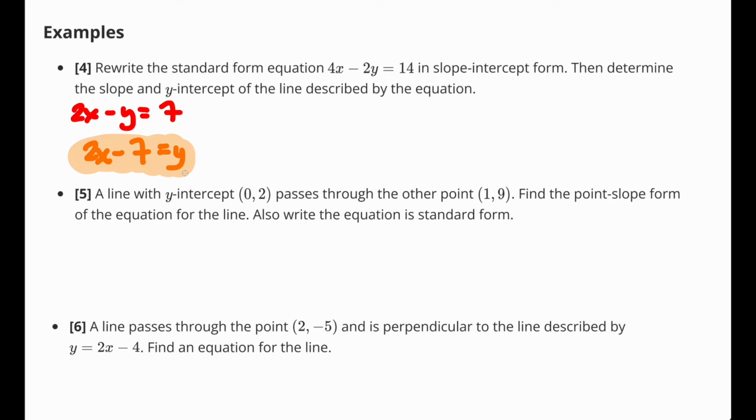Then determine the slope and y-intercept. Okay, all you have to do is look at the equation and go, oh, the slope is 2 because whatever's with the x is the slope, and the y-intercept, the b, is just -7. So you can just look at that and know exactly what the slope and the y-intercept is. That's why it's called slope-intercept form. And that's basically the answer for that question.